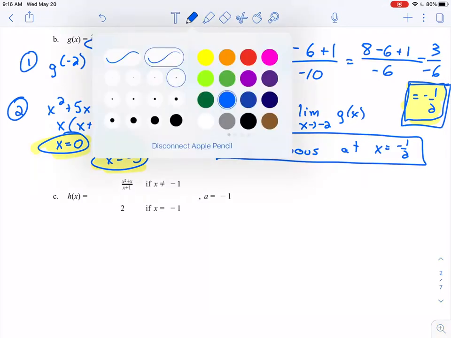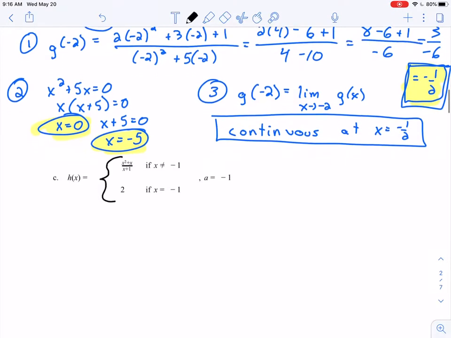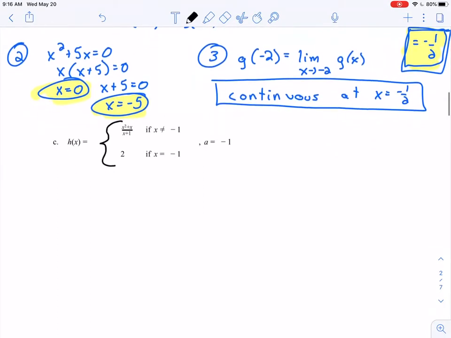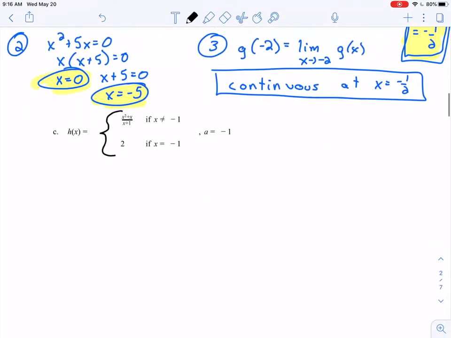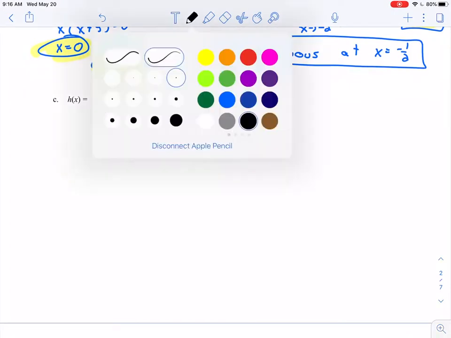H of x here, oops, I forgot my part of a piecewise function right there. H of x here, I have a piecewise defined function. It's defined as x squared plus x divided by x plus 1 if x is not equal to -1, and 2 if x equals -1. And here I'm looking at a equals -1 because that's where the interesting stuff is happening. So for this problem, again, I'm just going to work through my checklist here.